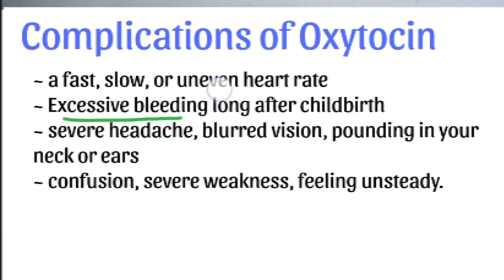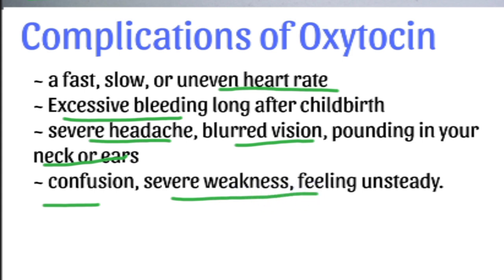The mother's heart rate will be irregular, and the nervous system will be disturbed, with headache, blurred vision, and the nerves present in the neck and ears getting a pulling effect, and confusion will be seen. The mother will feel very weak and will be very dehydrated. These are the complications of oxytocin.